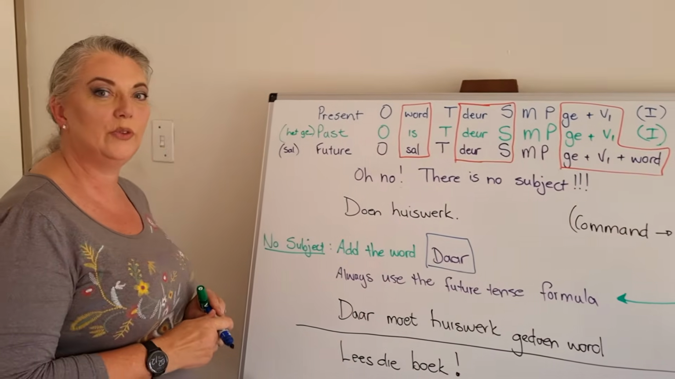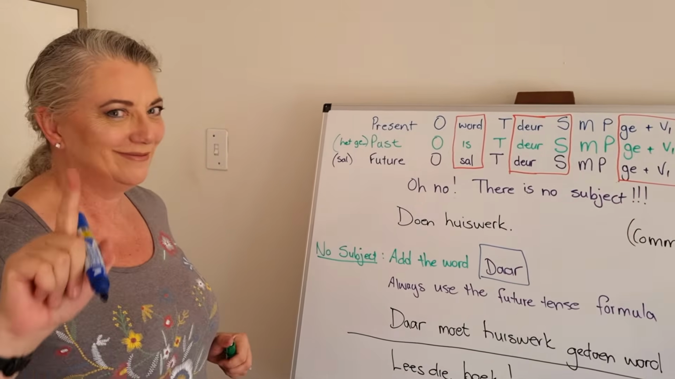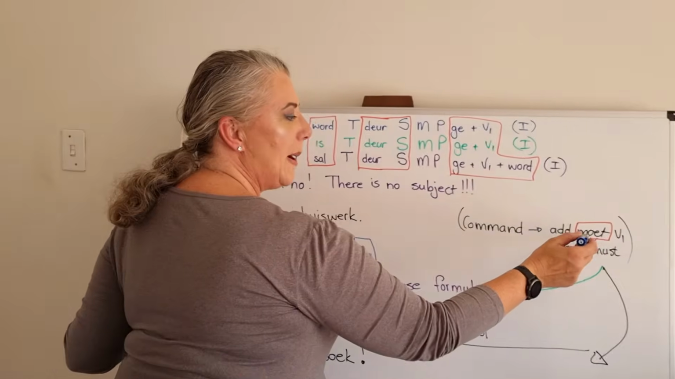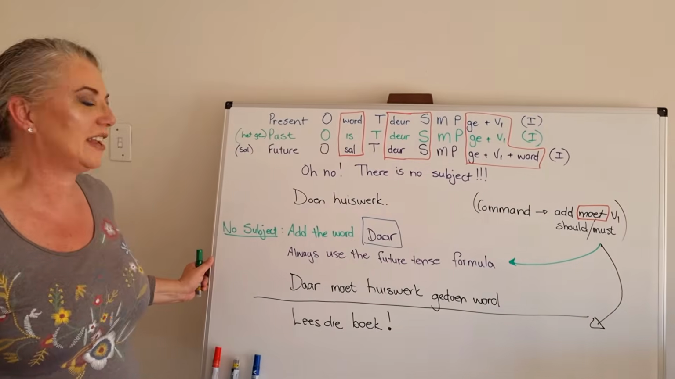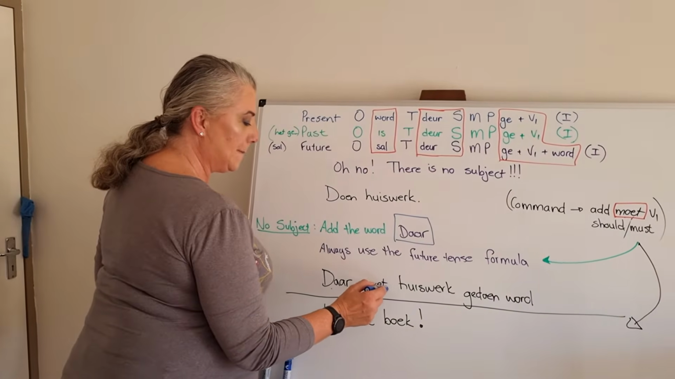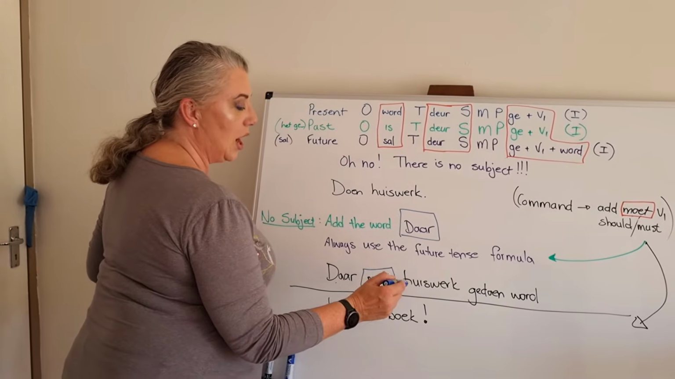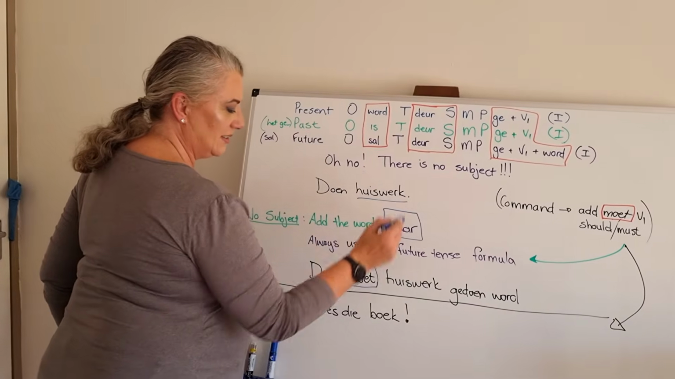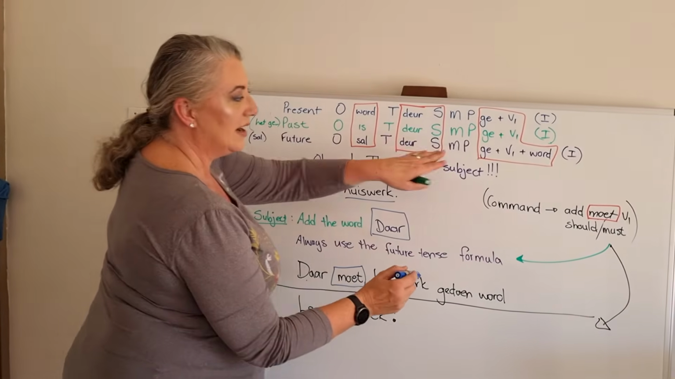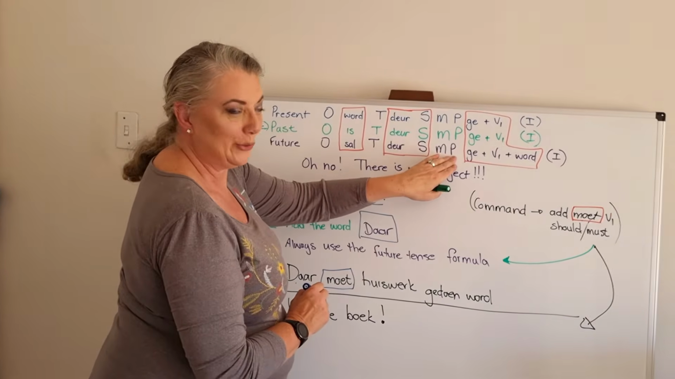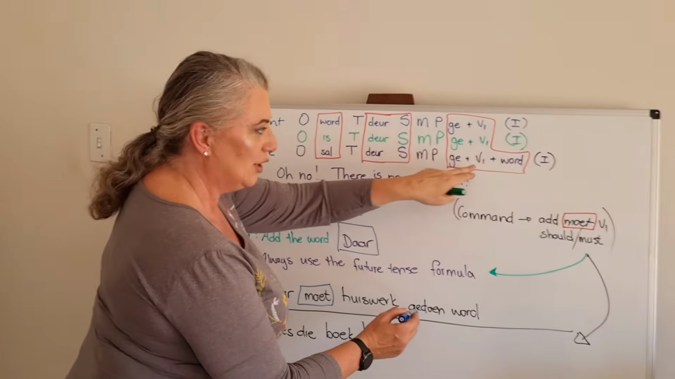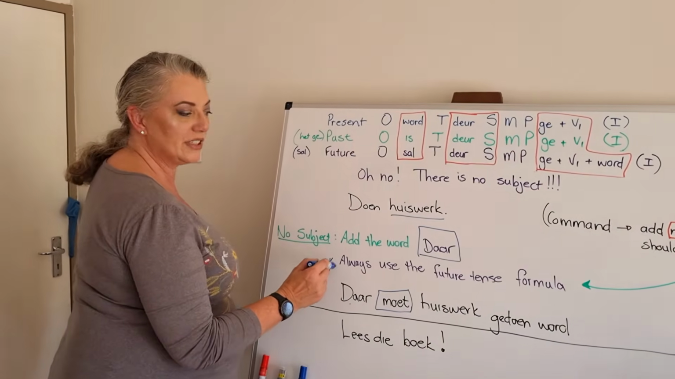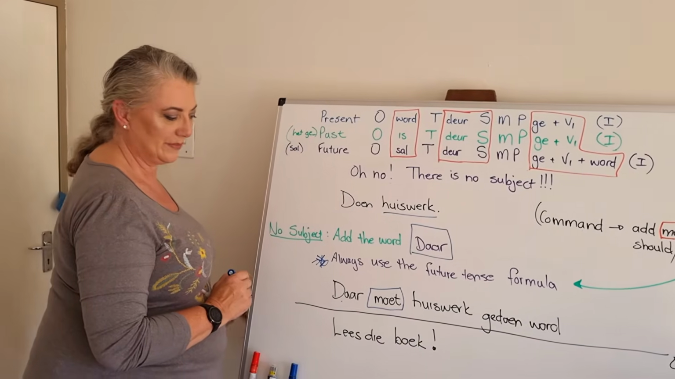The very next word, remember, the golden rule in Afrikaans, the verb always comes next, will be moet, because it is a command sentence. Daar moet. What comes next? The subject, huiswerk. Is there manner? Is there place? No. Ge. Doen word. We always use the future tense formula for this.